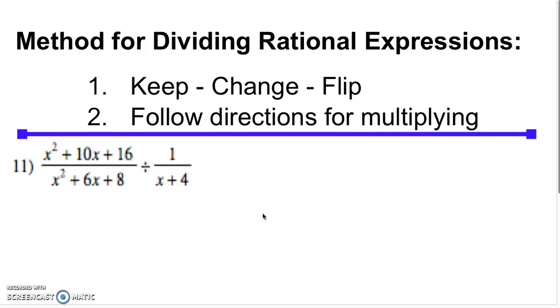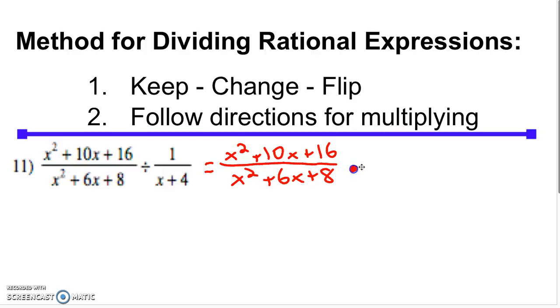So let's look at dividing. When we divide rational expressions, it looks very similar. There's one extra step. The rule for dividing fractions is keep, change, flip. What does that mean? Well, it means that we're going to keep the first fraction. We're going to change division to multiplication. And we're going to flip the second fraction. So numerator and denominator trade places. Now, all we have to do is follow the directions for multiplying.